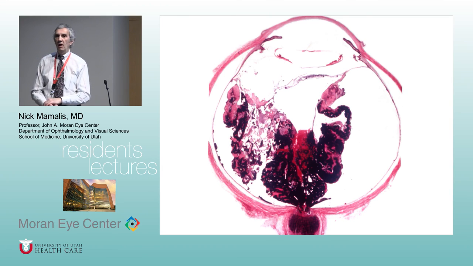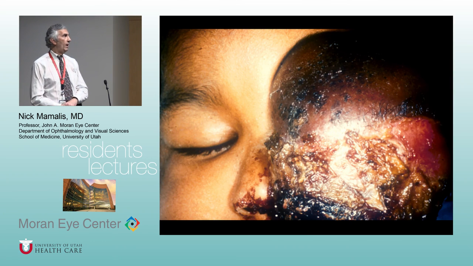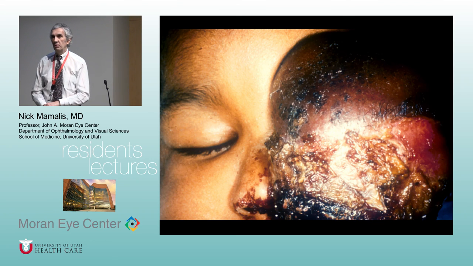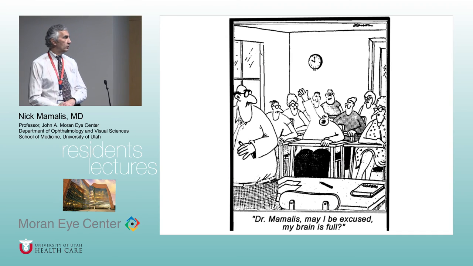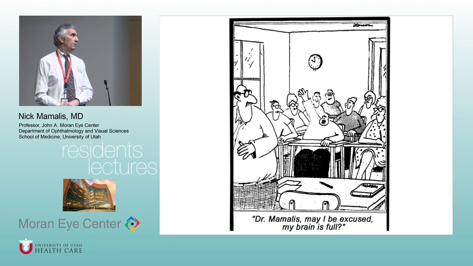And how do they get out of the eye? Through the optic nerve. All right. And this is what happens if you don't treat them. This is a young kid from Nigeria. And these can grow explosively, and people die from these if you don't treat them. Okay. So you guys cannot be excused, even though your brains are full.